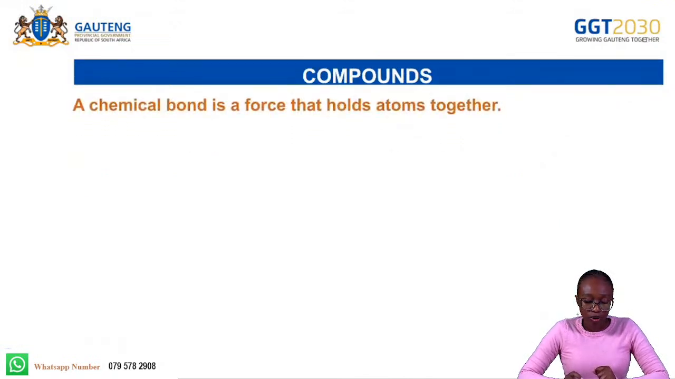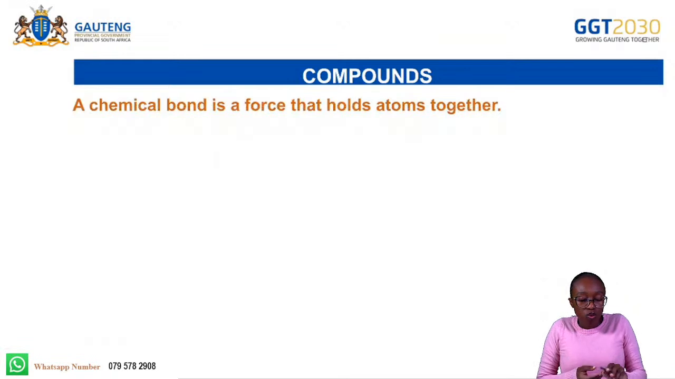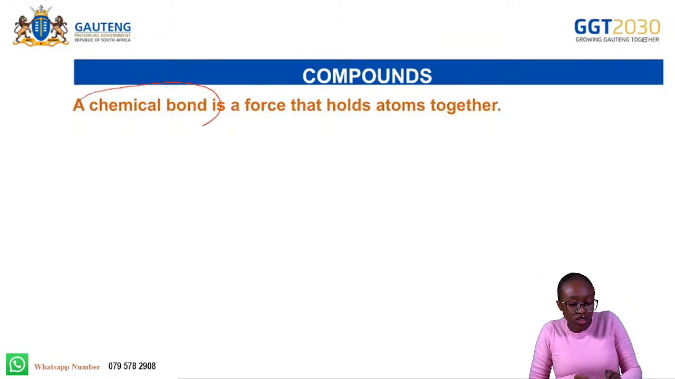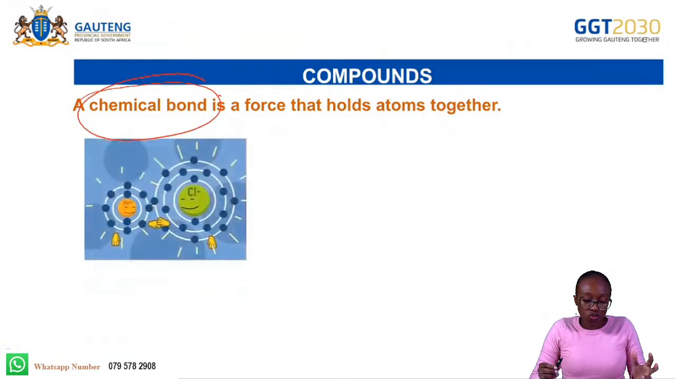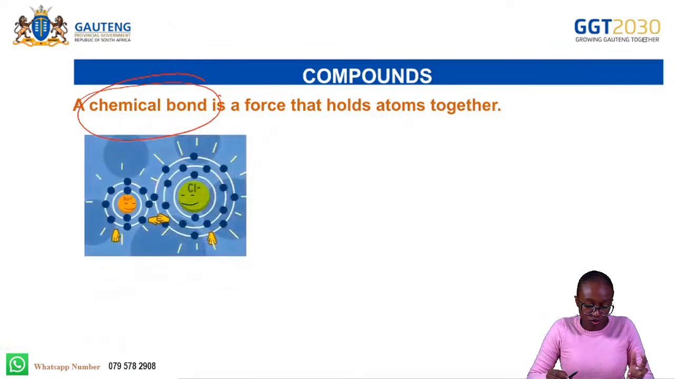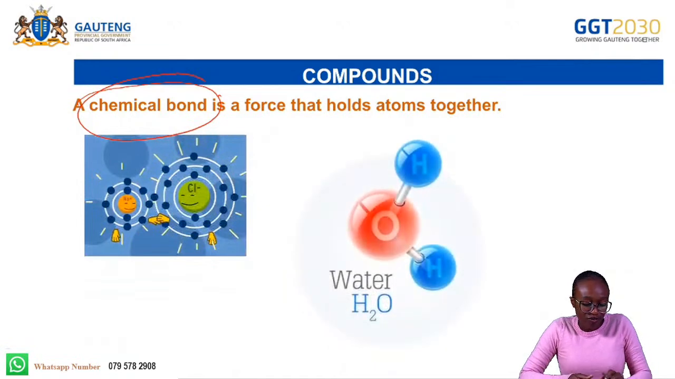Now let's learn about compounds. A chemical bond is a force that holds atoms together. So we learned that a compound is formed in a chemical reaction, and in a chemical reaction a chemical bond is formed. And what does it do? It holds atoms together. So we've got two atoms there, sodium and chlorine, being held together by what is called a chemical bond.